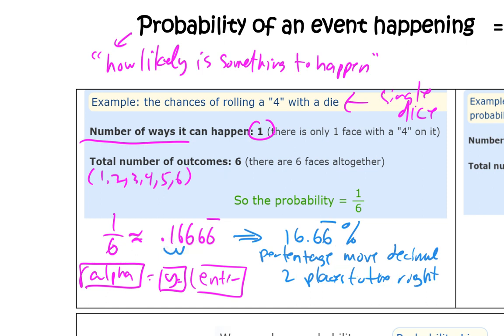They're going to ask us different ways. If they want the probability, they usually just want it as a fraction. They may ask for a percentage, which means we'll put it in a decimal and then move it 2 places to the right, or they may ask for it as a decimal. It depends on how they ask for it. All right, let's move on to our second example.